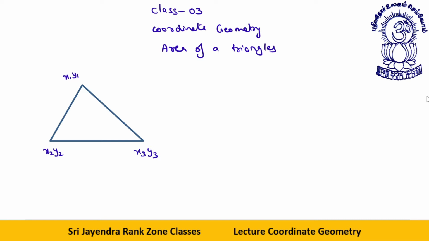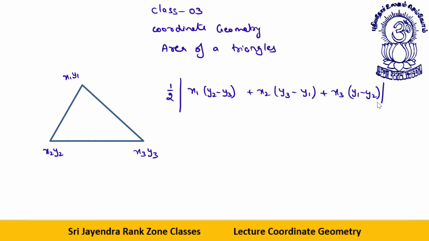Okay, dear students. Now, these are the vertices. If I say these are the vertices, then what will be the area? Then the area will be half, we take up this modulus sign for positive number, half of x1 into y2 minus y3 plus x2 into y3 minus y1 plus x3 into y1 minus y2, like this. This is the formula. Okay, dear students, we will just apply this formula and we will get the answer.